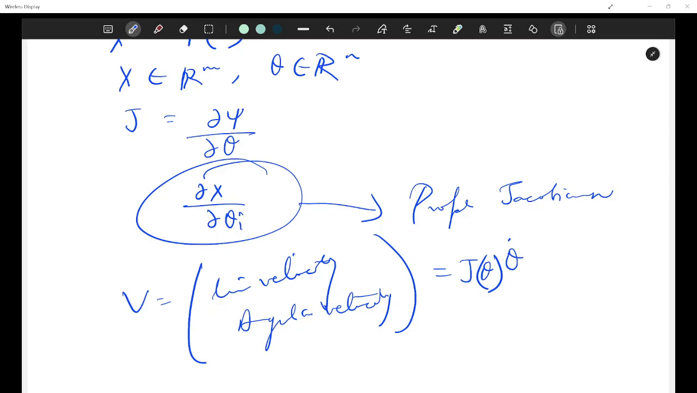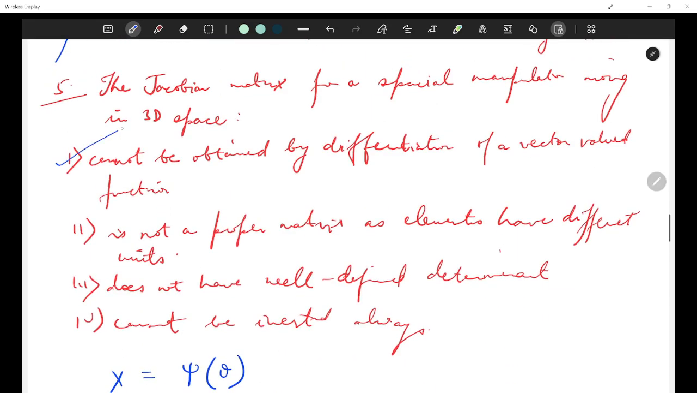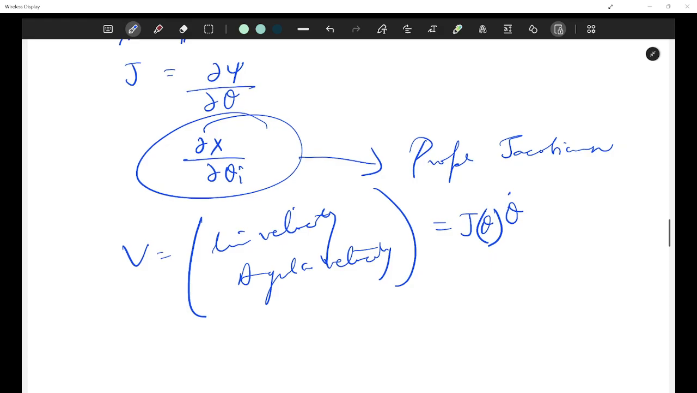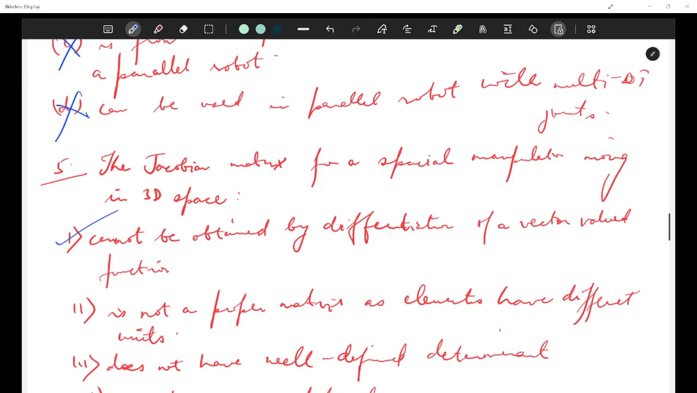That is why option 1 is true. It cannot be obtained by differentiation of a vector valued function. Then the top three rows of the spatial Jacobian are linear velocity components, which have the unit of meters, and the bottom three rows are angular velocity components. The units are radians. So the Jacobian has mixed units, length in the first three rows, and it is unitless in the last three rows. Thus, it is not dimensionally homogeneous. Therefore, many matrix operations like condition number become meaningless unless scaled. Hence, option 2, which is that it is not a proper matrix as elements have different units, is correct.